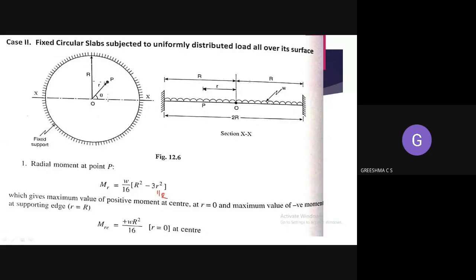The same equation, you should substitute r equal to big R to find out the moment at the supports. Why? Because this is a fixed support. A fixed support supports moment. Maximum moment you will get in the center, but at the supports also you are having moment.